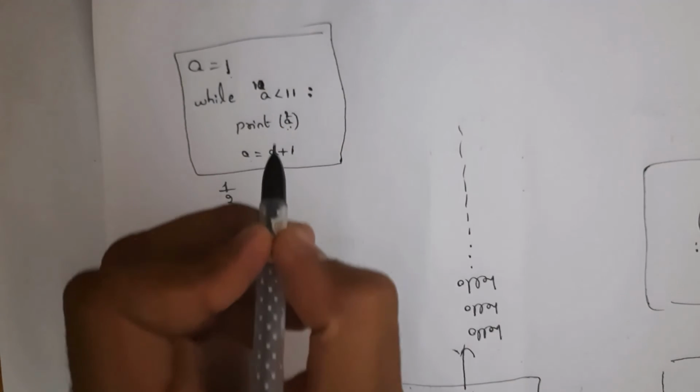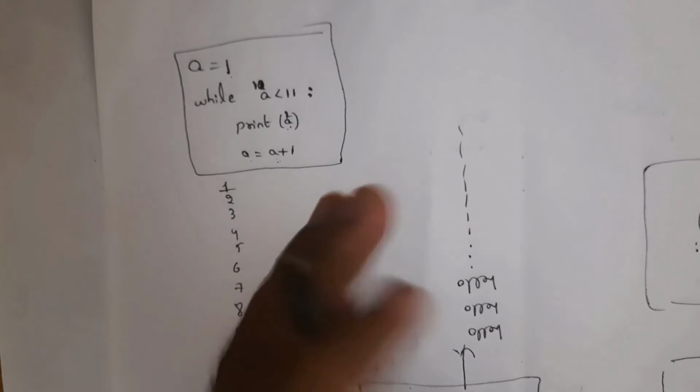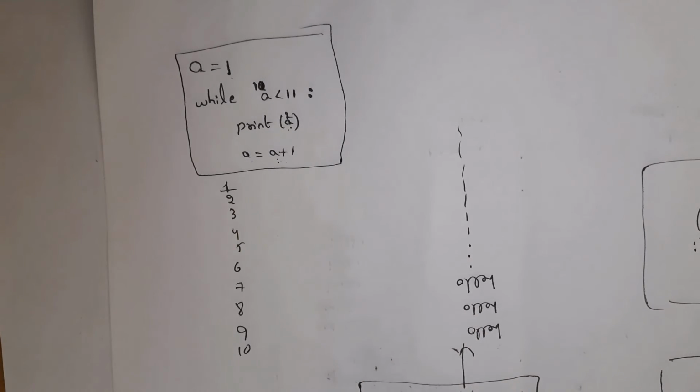11 is not less than 11. 11 is equal to 11. So this condition is not satisfied. So it will break this while loop. This is program in order to print numbers from 1 to 10 by using while loop.